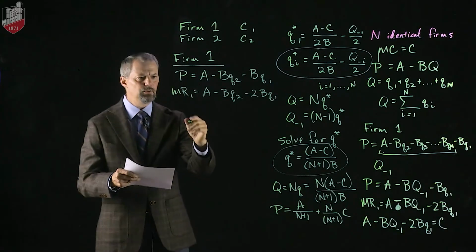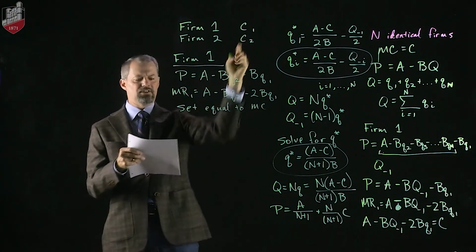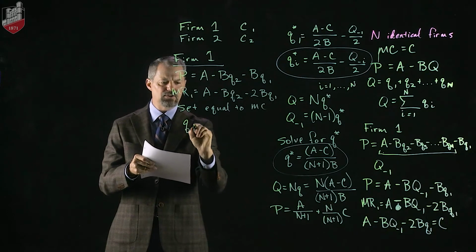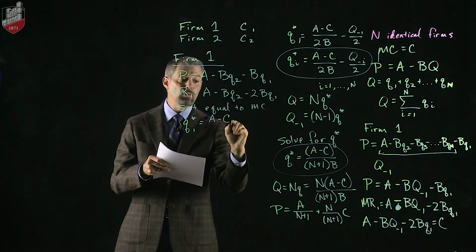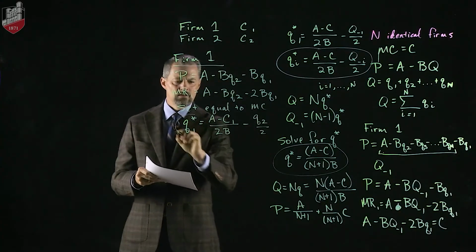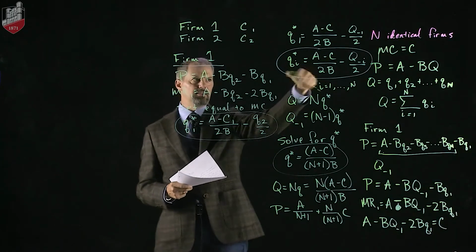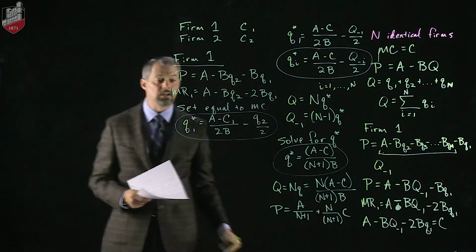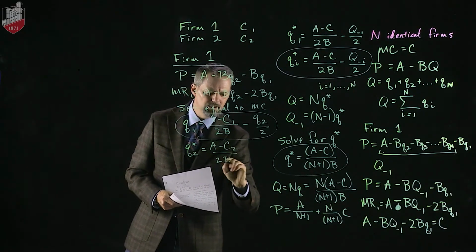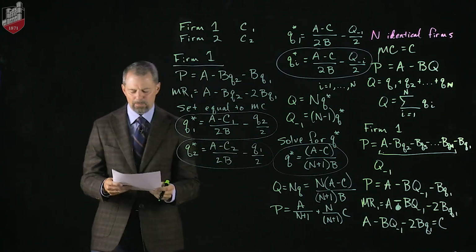We set that equal to marginal cost, which for firm 1 is C1. I'll skip the simple algebra there. What you're going to get is this: Q1 star is equal to (A minus C1) over 2B minus Q2 over 2, which you probably could have guessed. It's very similar to what we were already seeing, except instead of just C, it's C1. And for Q2, firm 2, you're going to get (A minus C2) over 2B minus Q1 over 2. So it turns out pretty much like you would expect.